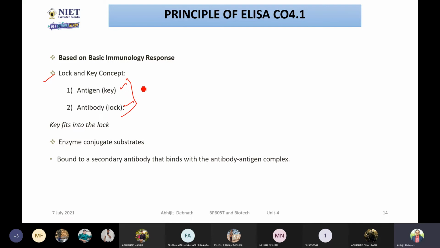So the concept is that your disease-causing antigen will find its specific antibody, and here it will bind. The lock will go and bind, or vice versa, direct or indirect, whatever you have seen. So key fits into the lock and then the enzyme conjugate substrate. We have seen after some time we have added some enzyme so that this enzyme can mix with the other thing, the colorless substrate, so that it can give the color.